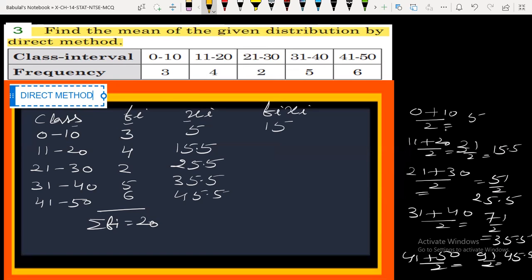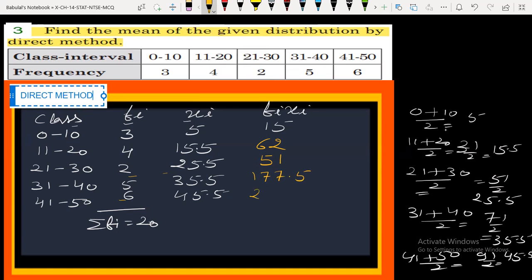Then 4 into 15.5, multiply 4 with 15.5, that will be 62. Then multiply 2 into 25.5, that will be 51. Then next multiply 5 with the corresponding class mark, that is 35.5. It will give us 177.5.